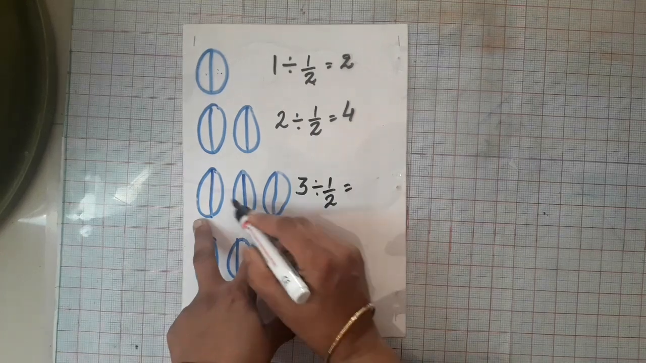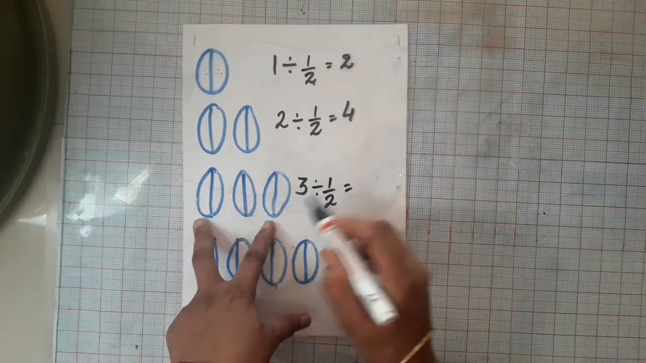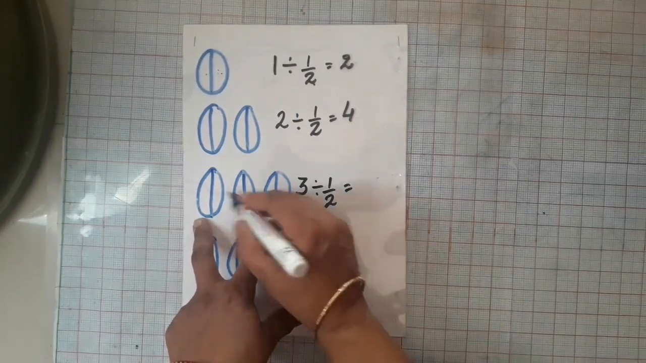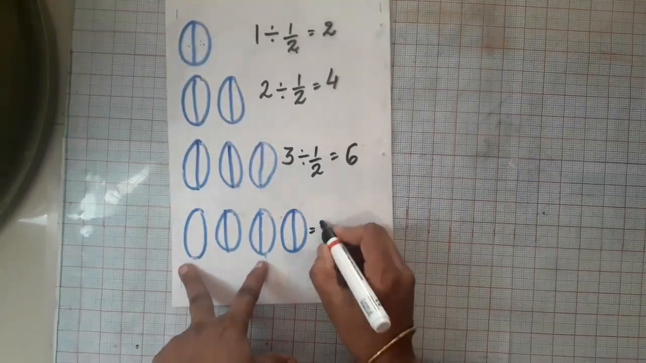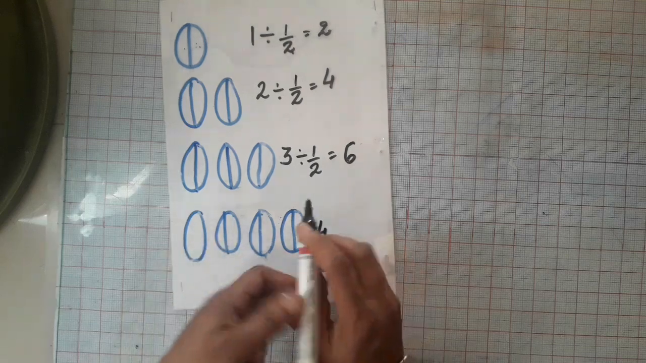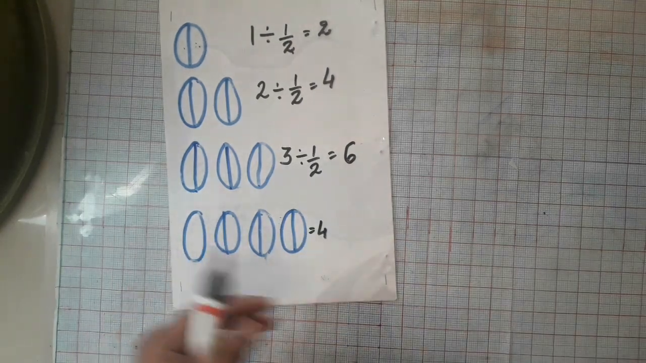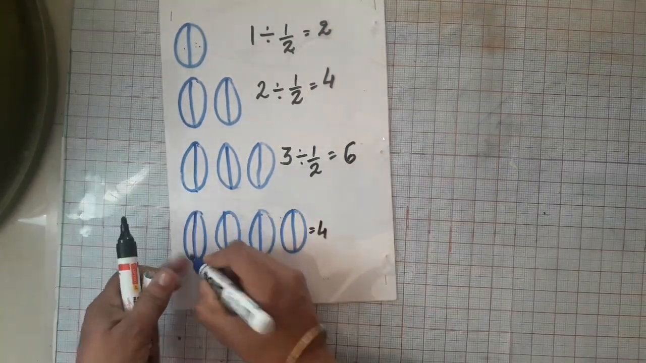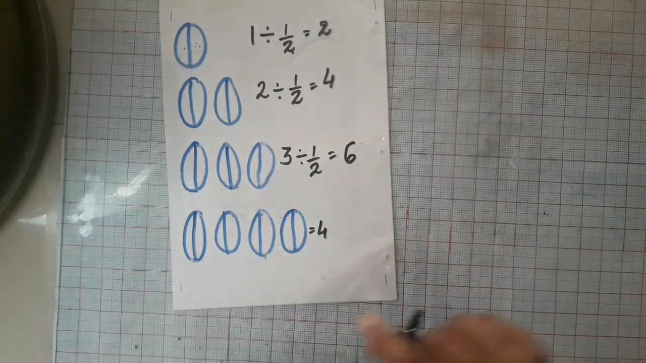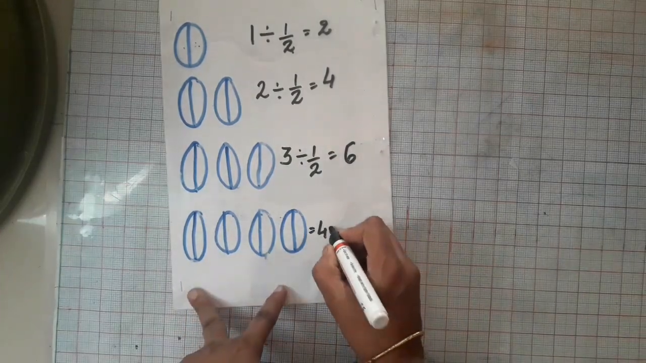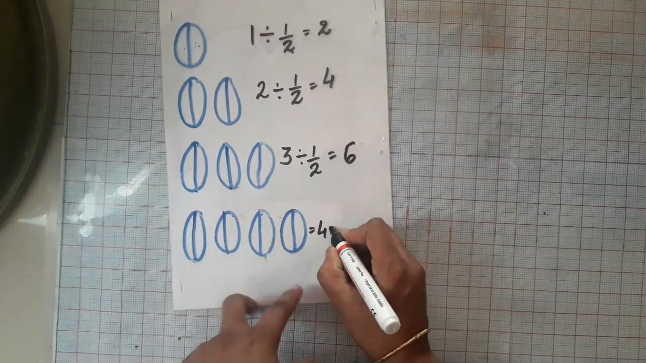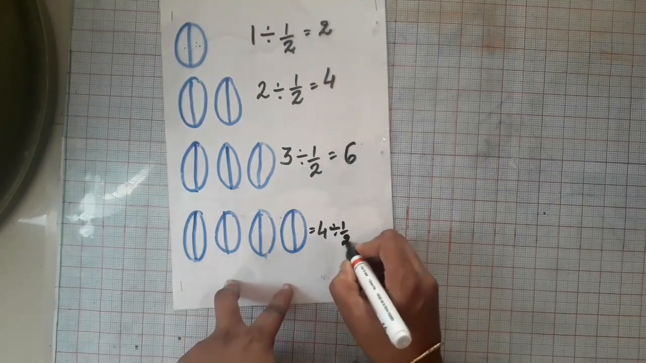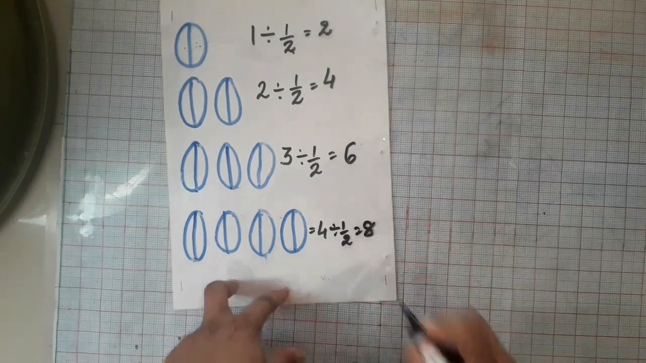That is 3 circles are divided into halves. So how many halves do you have? 6. Here 4 circles are divided into halves. So each one you will have as half, half, half, half, half, half, half and half. So 4 divided by half, that is 8.